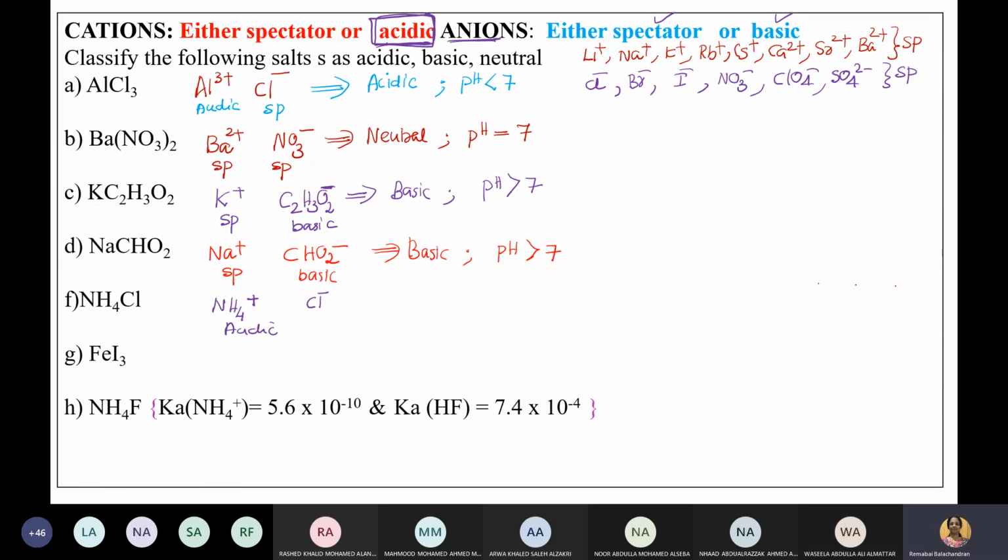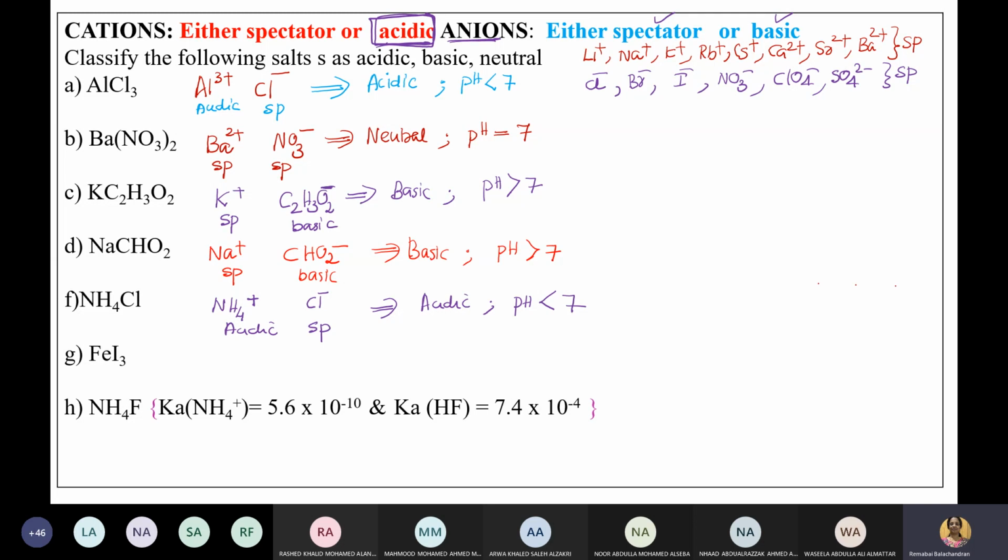This one, Cl minus, check. Spectator. I wrote spectator. Acidic plus spectator is acidic. pH is less than 7.